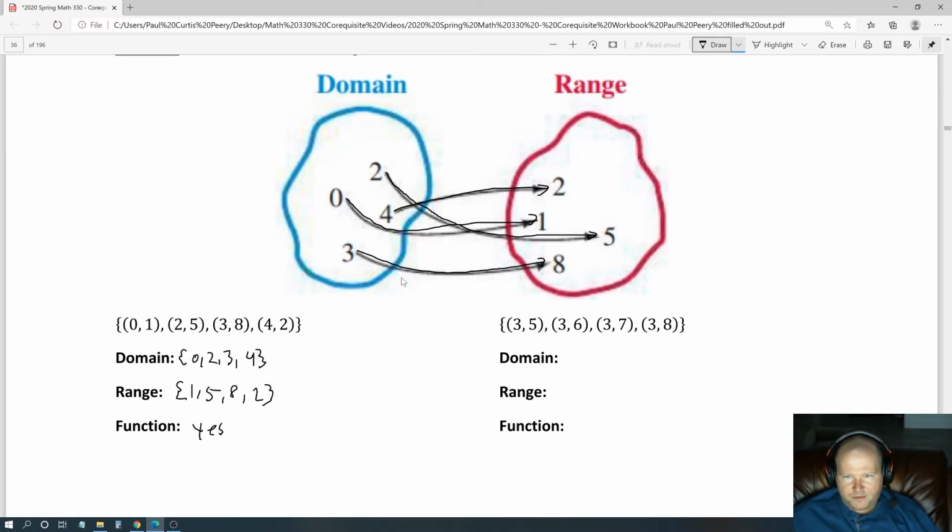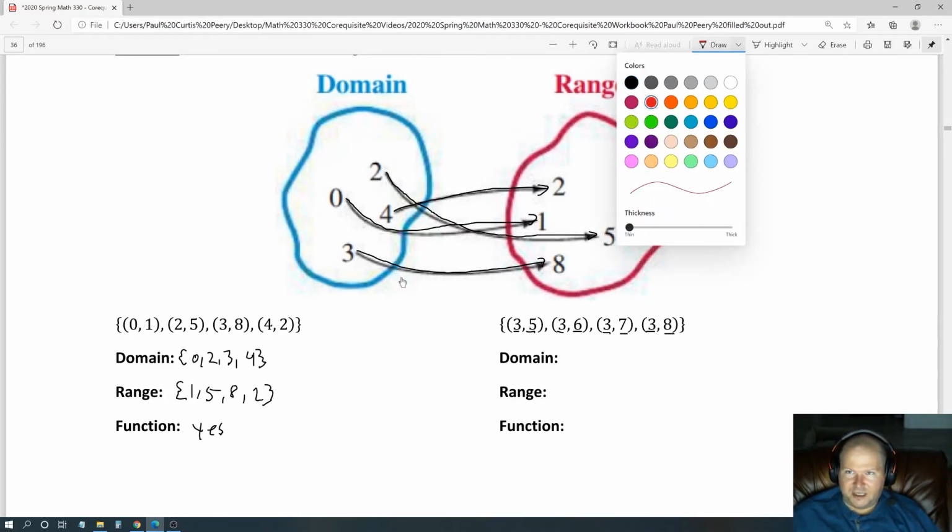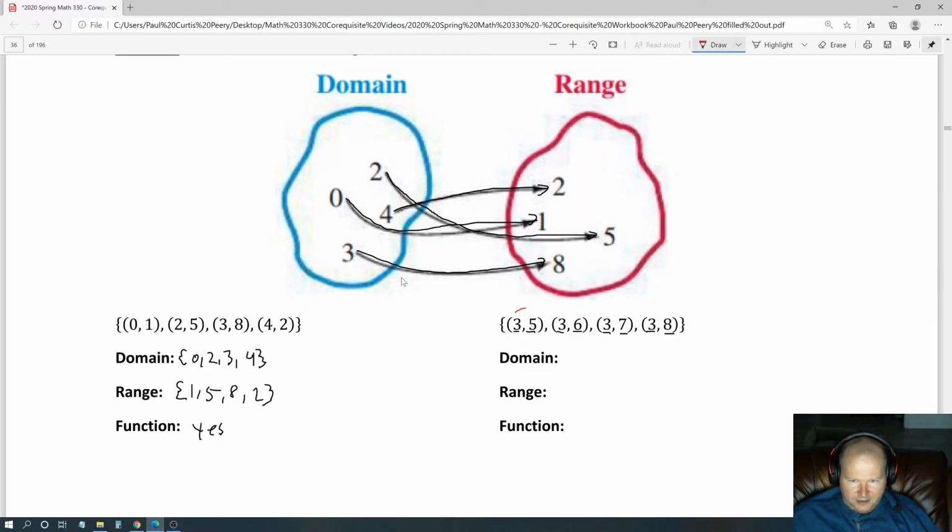Now the second one, this is not represented by this graph here, but when I plug in a 3, I get a 5, but when I plug in a 3, I also get a 6. When I plug in a 3, I got a 7, and when I plug in a 3, I got an 8. That is definitely not a function, because for every input, I don't just have one output.